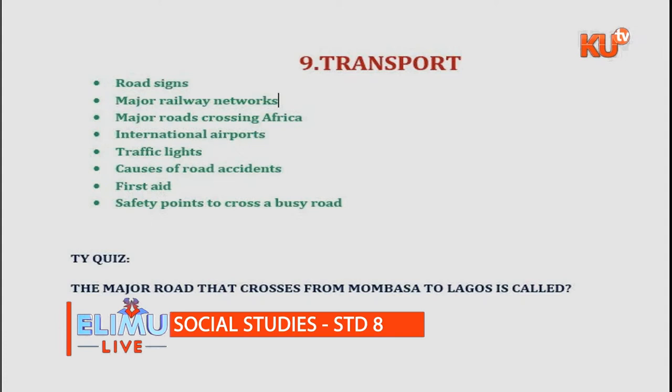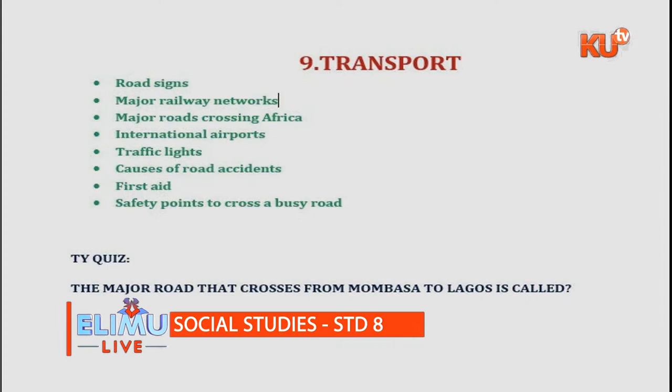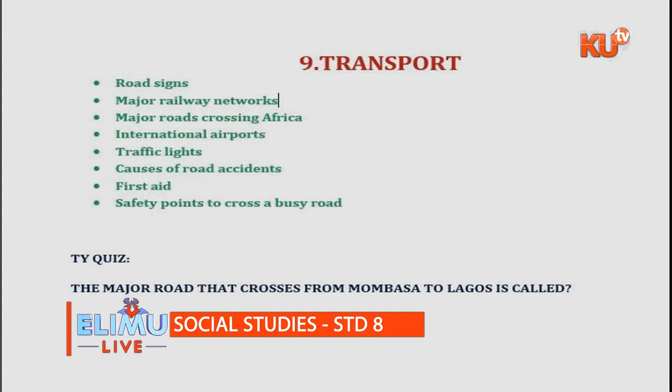Then on first aid, the reason for first aid is to save life. Then safety points to cross a busy road. There was a question that came in, I cannot remember the year, testing whether you are able to tell: look right, look left, look right again, then when the road is clear, you cross the road. So that is all about transport, and our TY quiz is, the major road that crosses from Mombasa to Lagos is called Dash. Use the number that you can see on the screen to give us your answer.